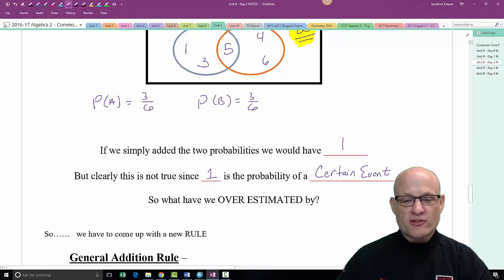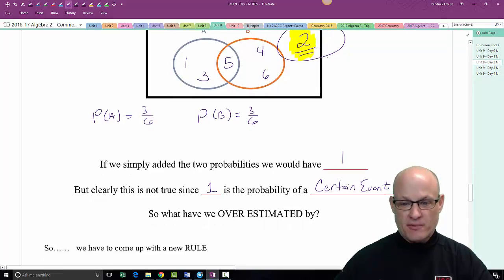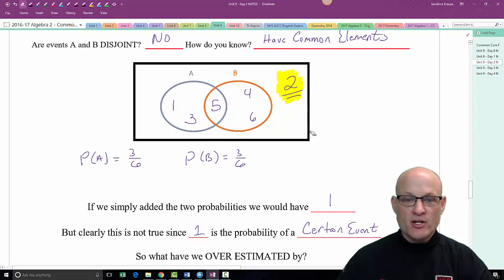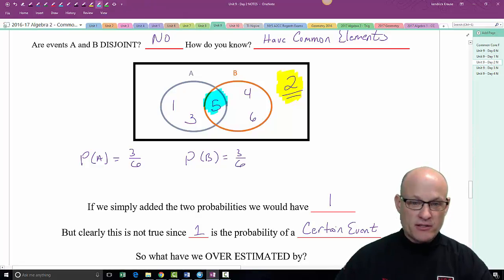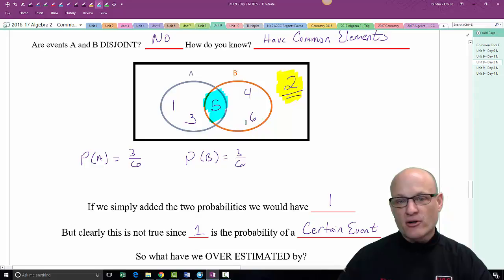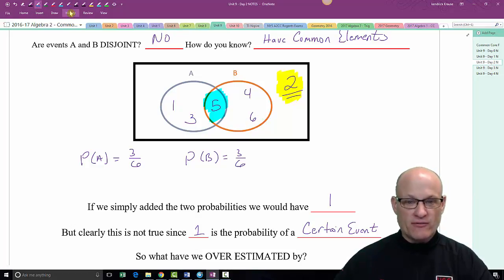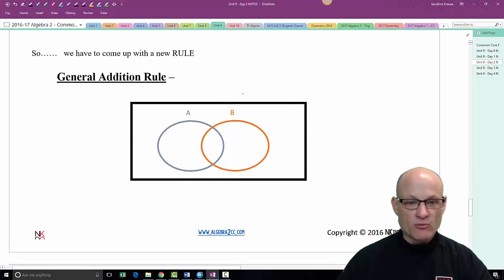So what have we overestimated by? We've overestimated by having this one element out here that doesn't work. Actually, we've overestimated by this element, because in the overlapping part it has been added twice, and that's the thing we need to get rid of. And we get rid of it by subtracting it out.